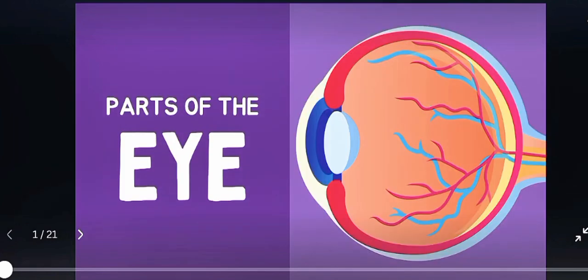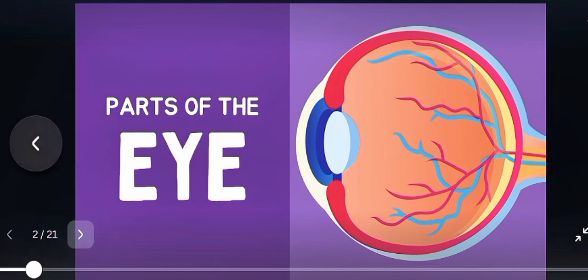So hello everyone, I'm gonna discuss the parts of the eye, the vision defects, and the polarization, and the thin film interference, and then lastly the Young's double slit experiment. So first, I'm gonna discuss the parts of the eye.